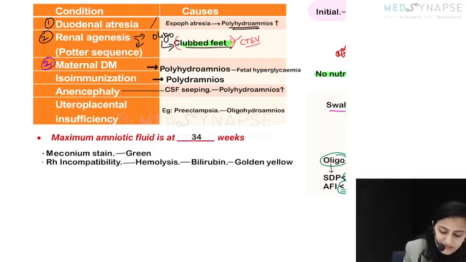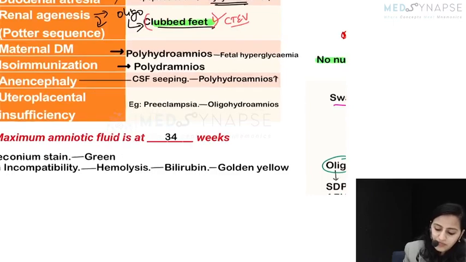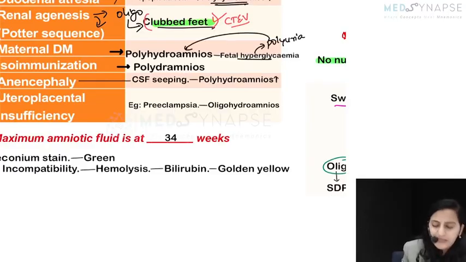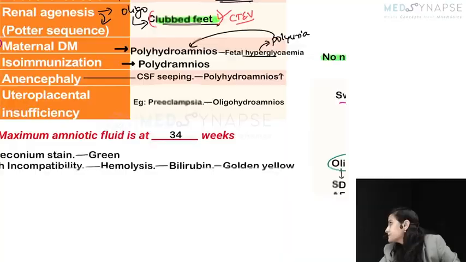Maternal diabetes. Oligo या poly? Poly. Because maternal diabetes hoga, what will happen to the fetus? Hyperglycemia, hypoglycemia? Hyper. Whenever there's hyperglycemia, diabetes, what is the clinical feature? Polyuria. So mother में polyuria, fetus में polyuria. So there will be fetal hyperglycemia leading to fetal polyuria, increasing the fluid. Poly.